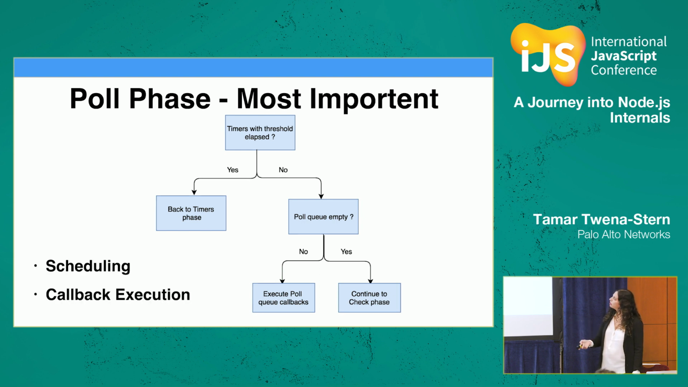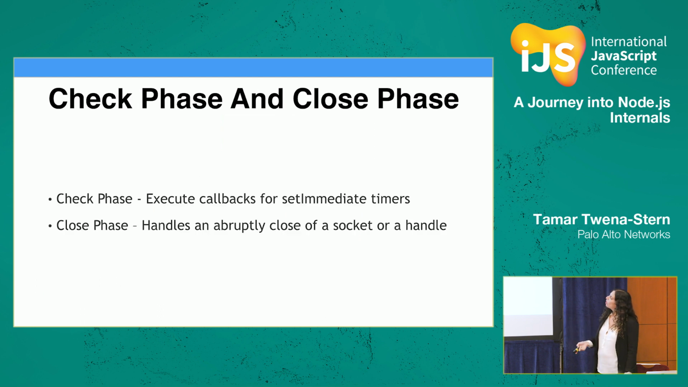The check phase is doing scheduling and callback execution. It has two roles. Now we will talk about the check phase and the close phase. The check phase is executing callbacks related to set immediate, and the close phase handles really fatal errors.